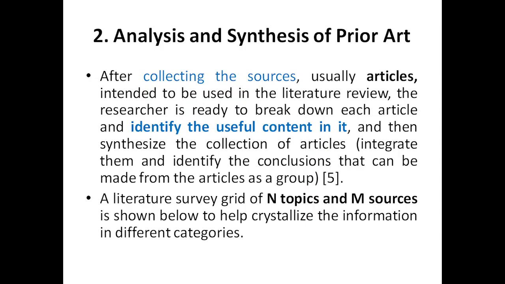So, a literature survey grid of n topics. If you can make the grid out of the research survey, a literature survey grid of n topics: if we have n number of topics and m sources, for example, one topic and around 100 papers, then here n equals 1 and m equals 100. This is shown below to help crystallize the information in different categories.